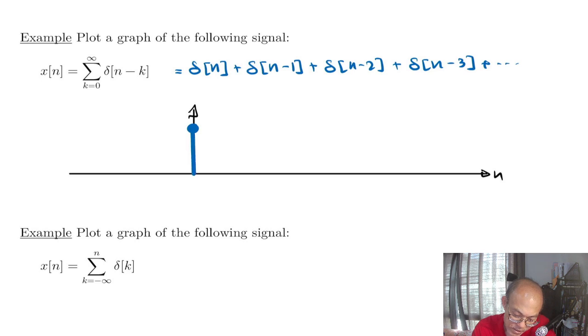The second one is delta n shifted to the right by one sample. So this is the second one. Okay. The third one. The fourth one. And so on. Whereas for n negative, we have all zeros. So this is the graph of x of n.